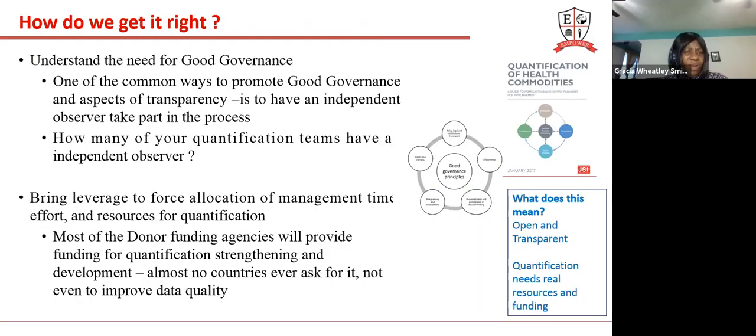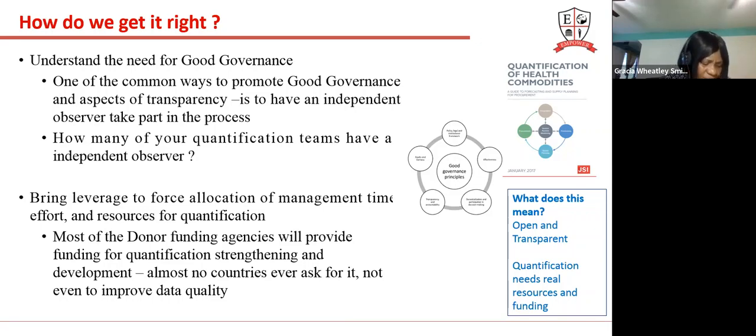So how do we get it right? We need to understand the need for good governance. One of the common ways to promote good governance and aspects of transparency is to have an independent observer take part in the process. How many of your quantification teams have an independent observer? Because they are not biased. They will look and examine the program.